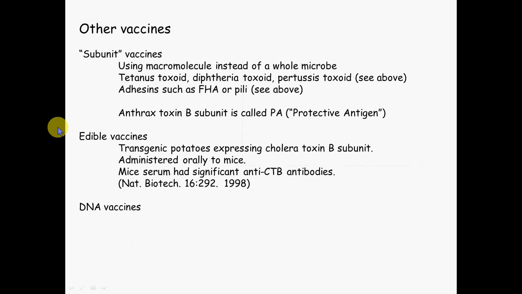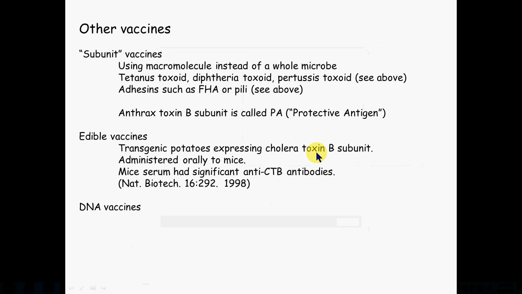Other vaccines. Okay, I think we've covered subunit vaccines. Edible vaccines. You can almost imagine potatoes that would express the cholera toxin. This has been done. Potatoes have been made where the potato itself has a large amount of the B subunit of the cholera toxin. Of course, it's harmless because it's the B subunit, and then you can imagine if you eat those potatoes, you might make antibodies against that protein. And apparently, there's something to it. Yes, sometimes bananas too have been made transgenic.